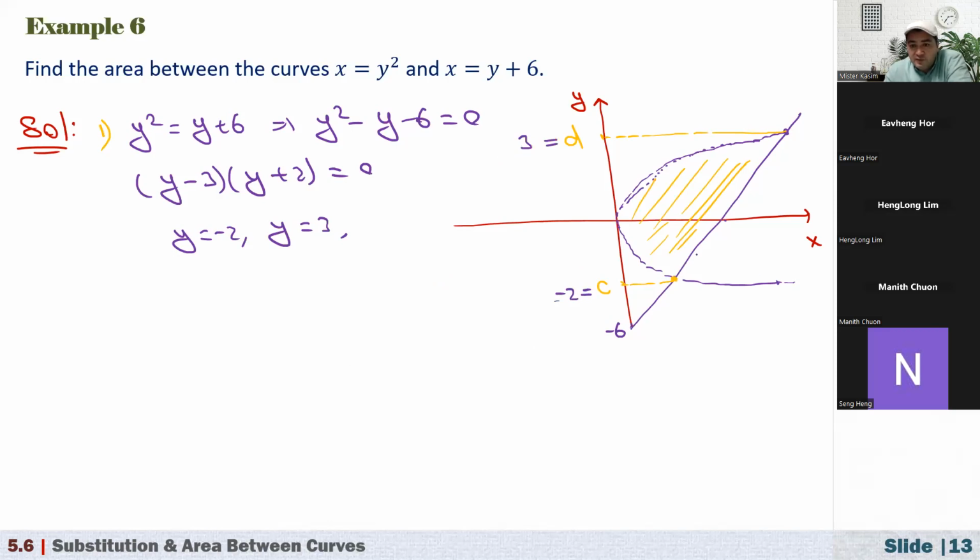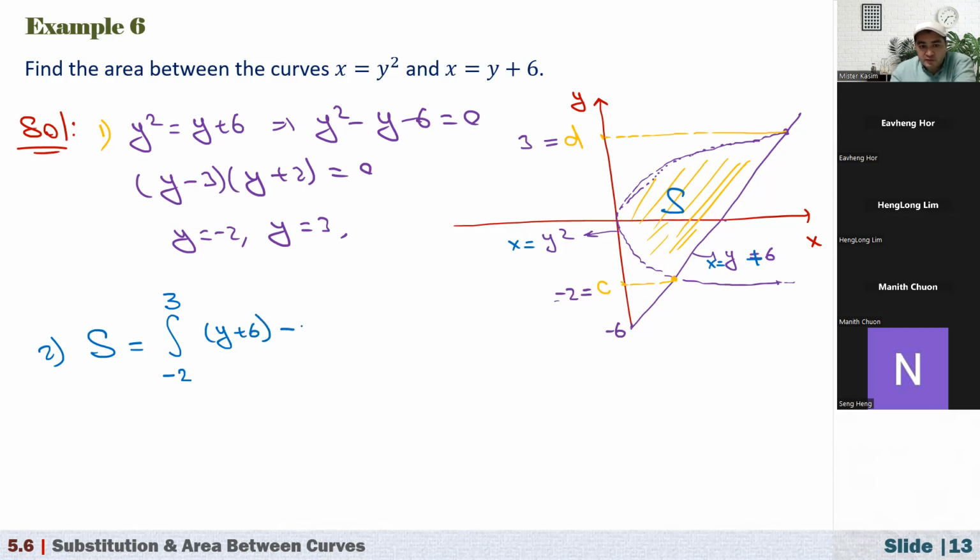Now on the right, we have this function, y plus 6. And on the left, we have this function, y squared. Then, let's say the area is S. So S becomes the integral, where y is changing from negative 2 to 3. On the right, y plus 6 is x. So that is y plus 6 minus, on the left, this curve, y squared. And here we have dy.